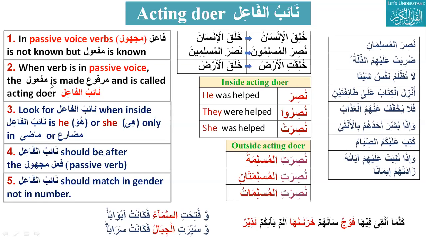When there is a passive verb, what do you have to do? We have to look for the marfu, the naibul fa'il, the acting doer, and it should be marfu. What is the naibul fa'il here? Ahaduhum. Yes. So can you please try to translate this? Ahaduhum is like "one of them." When good news was given, one of them.